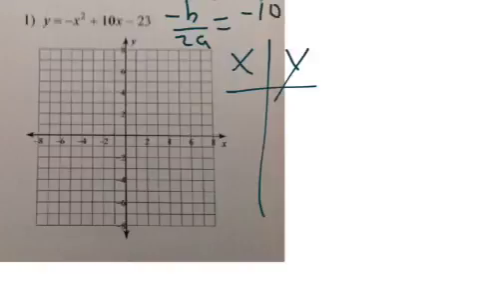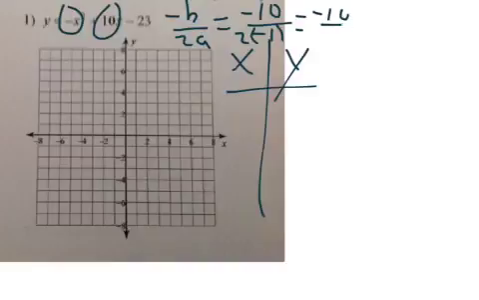B, you notice, is 10. Again, the 10 is my b. And the coefficient of x squared is negative 1. So a is always the coefficient of x squared, so that's negative 1, and b is the coefficient of x, 10. And if we do our math, you notice we'll get negative 10 over negative 2, which is positive 5. And that is where the vertex is, right?